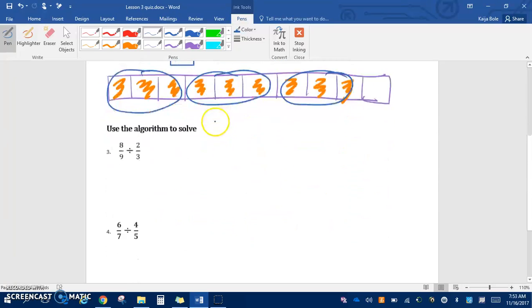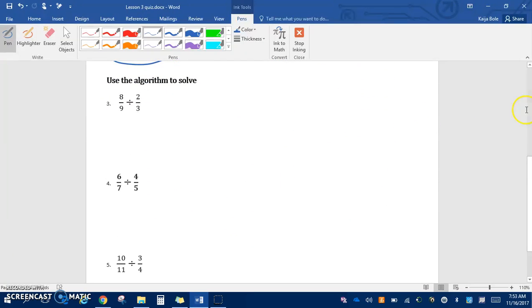Right, moving on to 3, 4, and 5, it says to use the algorithm. So here I see 8/9 divided by 2/3. So first I need to multiply by the reciprocal. So I have 8/9 times 3/2.